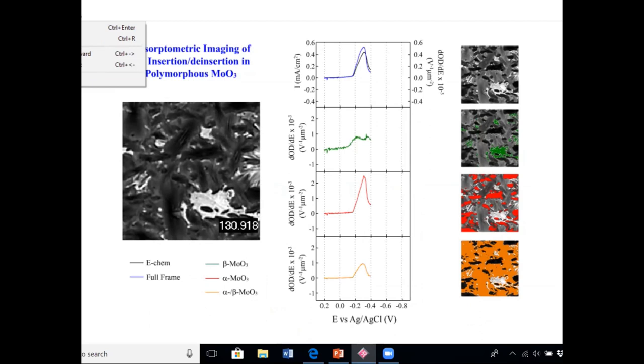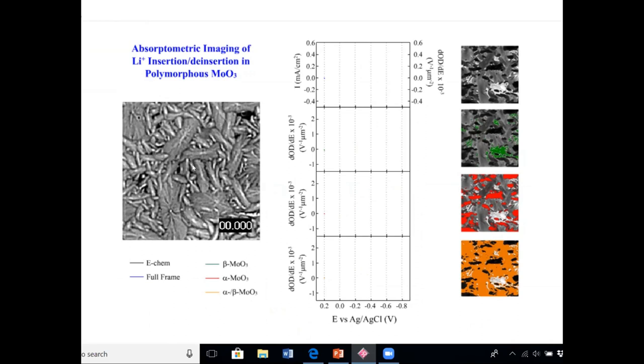Let me rewind this. To explain this, what we have shown here is a polycrystalline electrode, roughly about 50 microns in size. This is an optical microscopy image, so it's optically transparent. If we were to look at it by eye, it would look slightly yellowish.